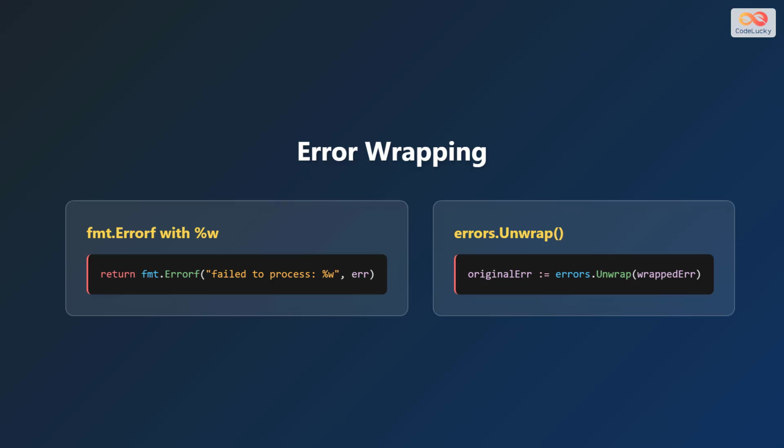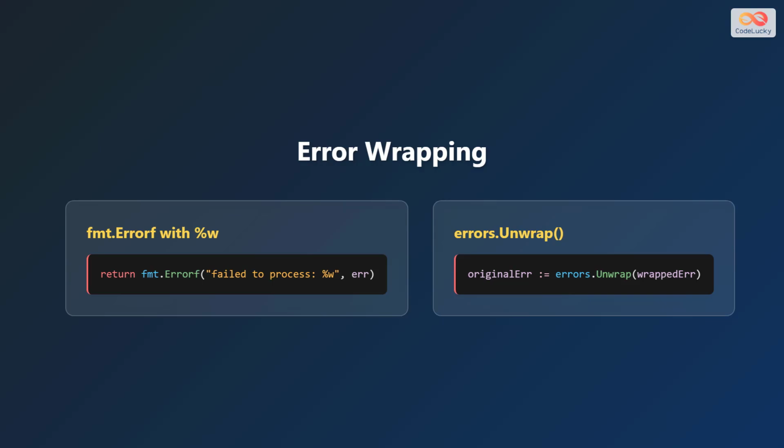Error wrapping is a technique used to add context to an error as it propagates up the call stack. This can be very helpful for debugging, as it allows you to see the chain of events that led to the error. There are two primary mechanisms for error wrapping.